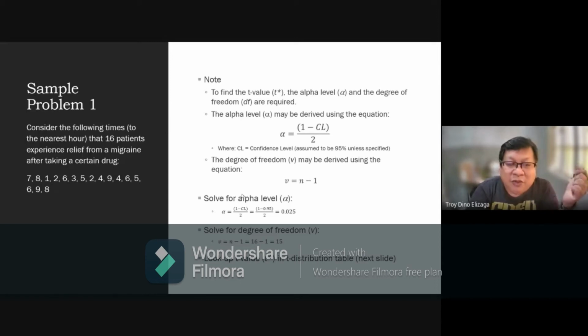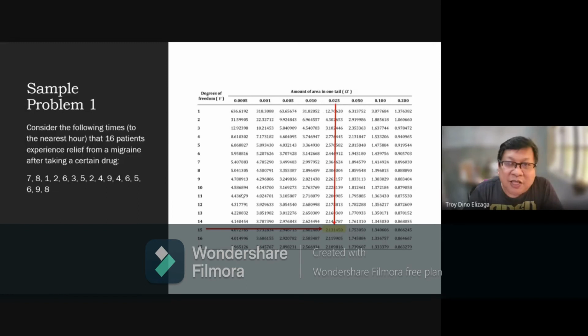And then with these two values, we look up a table to get the t value. So this is the table, and along the columns, we see our alpha 0.025, and along the rows we see our degree of freedom. We look for 15, and then they all point to this value, which is 2.13145. So that's our t value.